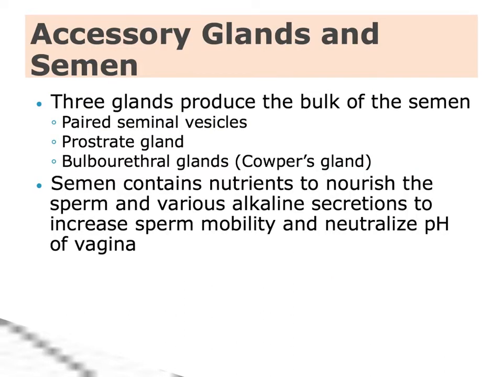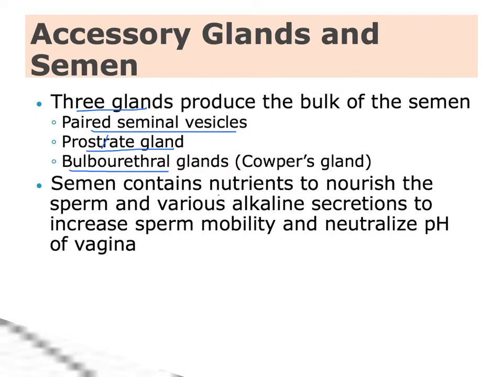I mentioned the accessory glands and how semen is produced. Just to put it down here on this slide, there are 3 glands involved. There are 2 seminal vesicles, 1 for each vas deferens, and then there is the single prostate gland, and the bulbourethral glands, which are also known as Cowper's gland. And so all of these things secrete something that gets added together to form semen.